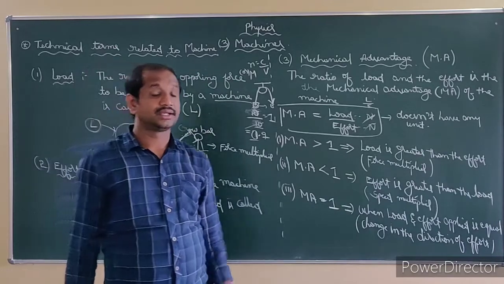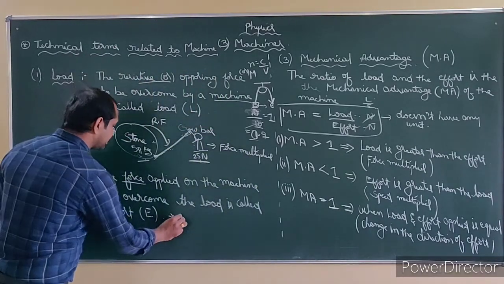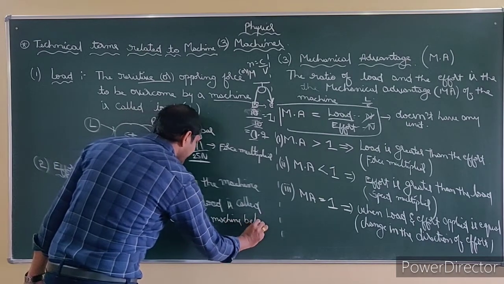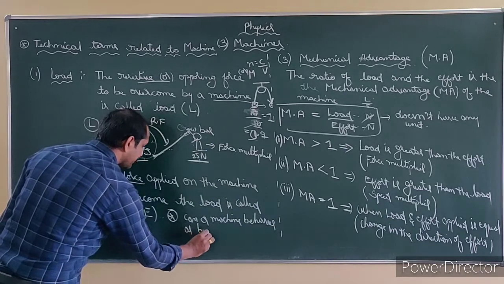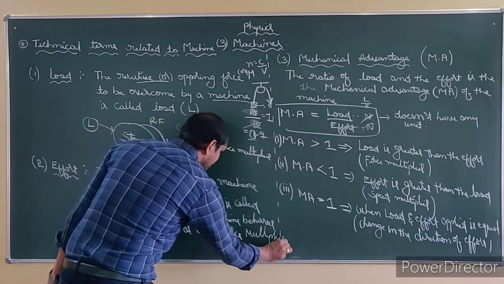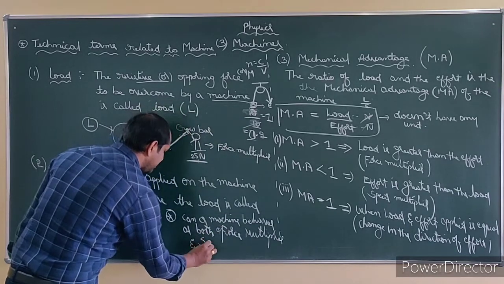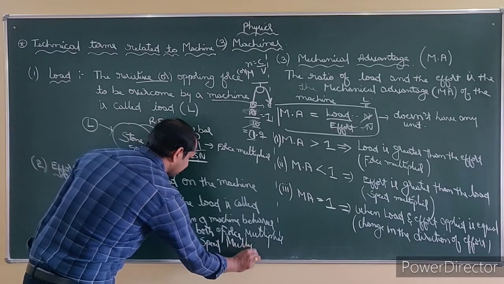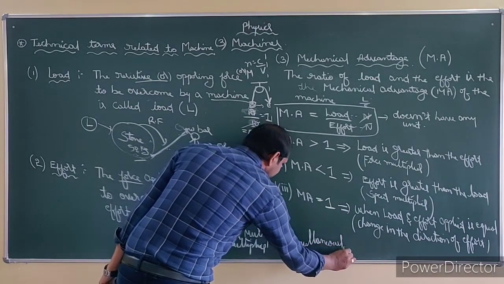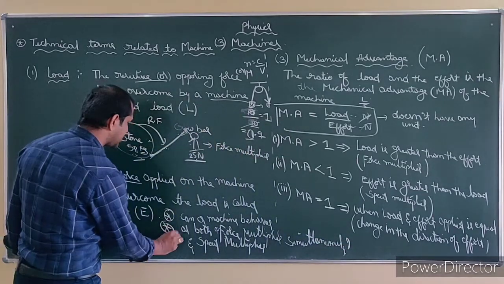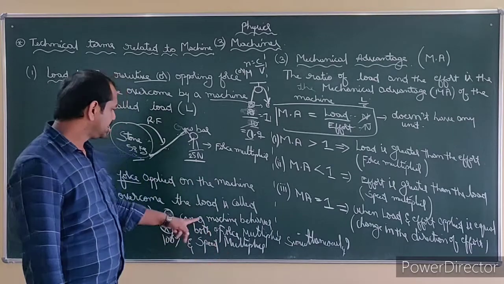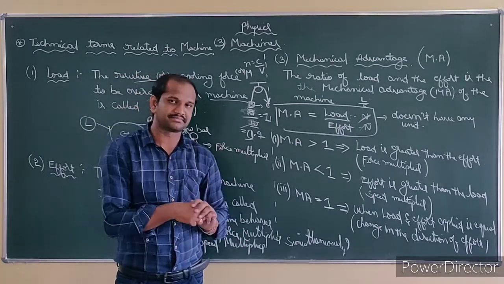One more question they will ask. Very, very important ICSE question is, can a machine behave as both force multiplier and speed multiplier simultaneously? Very, very important question. 100%. Or sometimes they will ask, you just imagine, can the same machine act as both force multiplier and speed multiplier at a time?